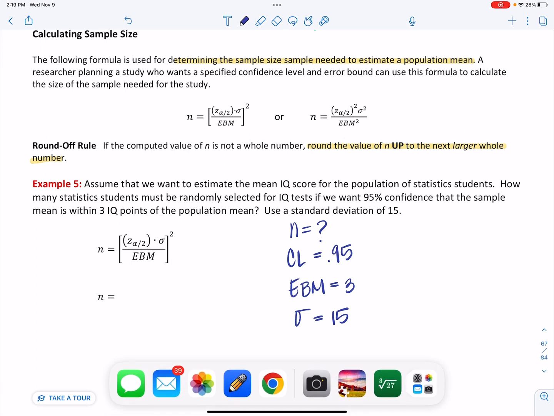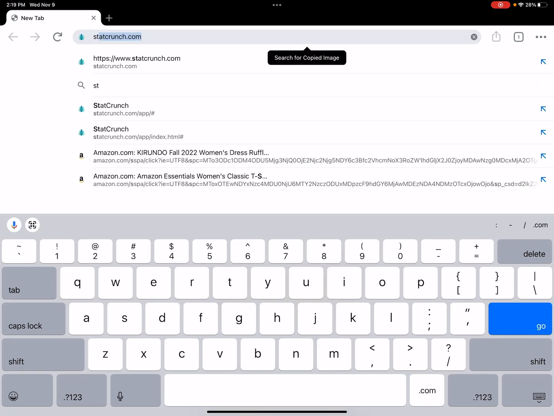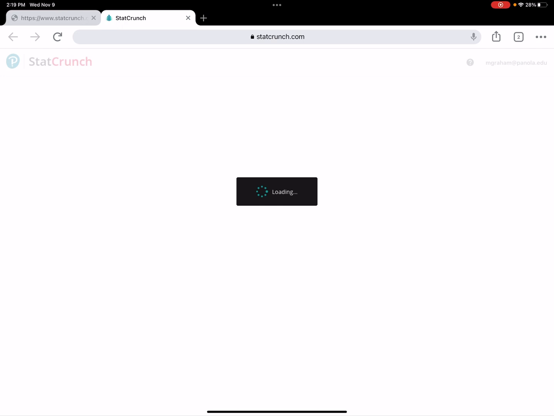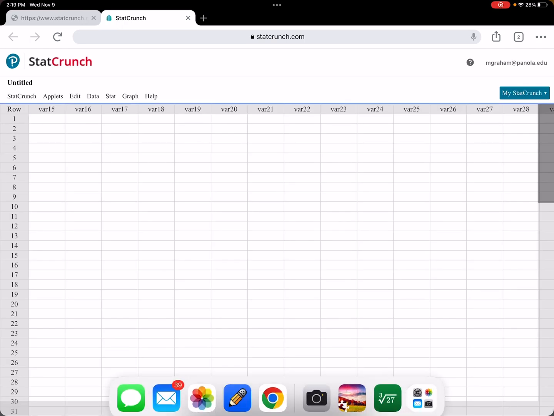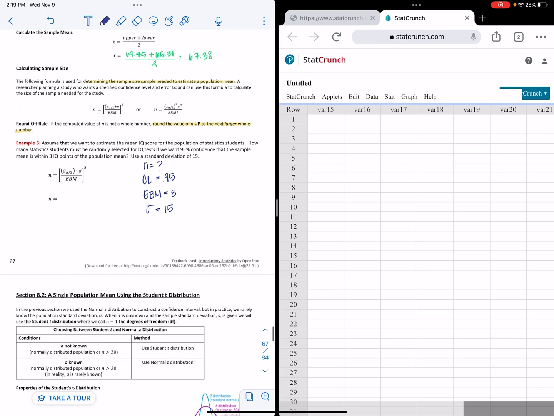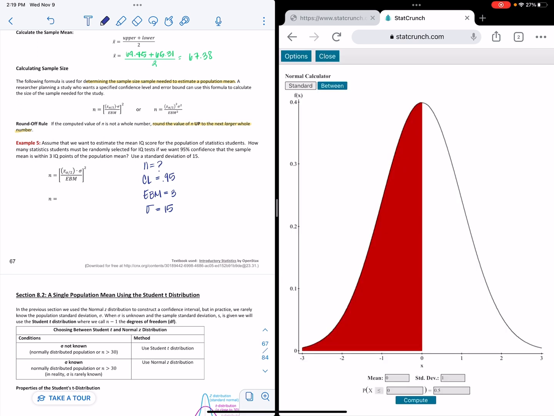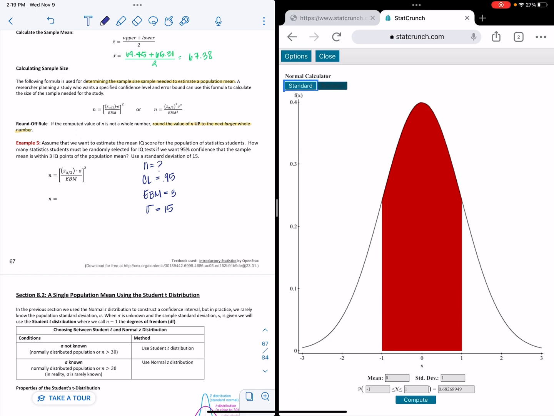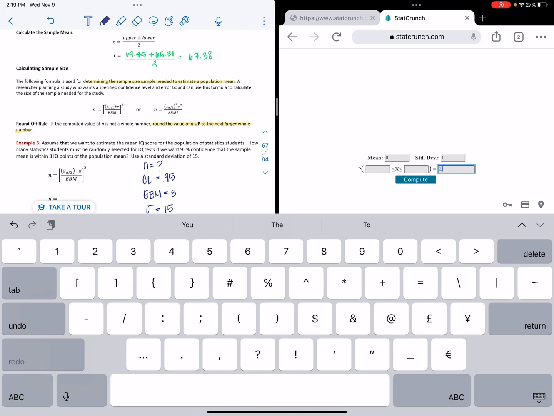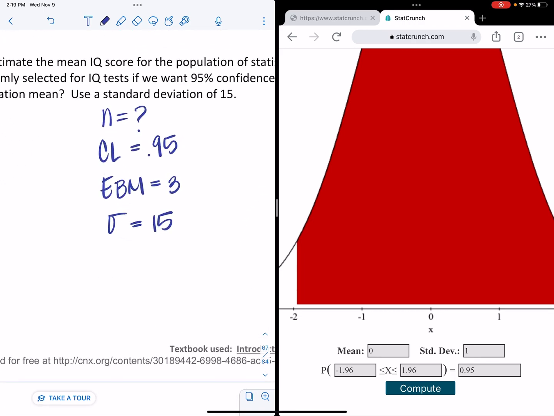Well, I've got to go get StatCrunch because we have to find that z-score. So I'm going to split my screen. To get the z-score, I'm going to go to Stat, and I want the normal calculator. I'm going to go to Between. And the only thing I'm going to change is that last box. I want it to be 0.95. So for a 95% confidence level, my z-score is going to be 1.96.